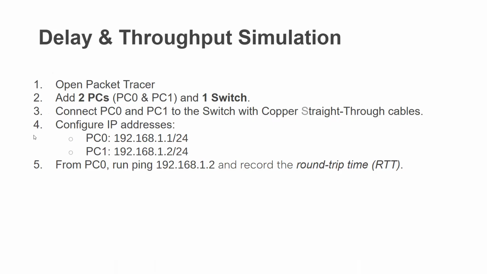And then number four, we can configure the IP addresses for PC0. It will use this IP address, and PC1 is going to use this address. And then we're going to do the simulation from PC0, run ping 192.168.1.2. This is actually the IP of PC1. So PC0 is delivering a message to PC1, and we're going to record the round trip time, RTT.